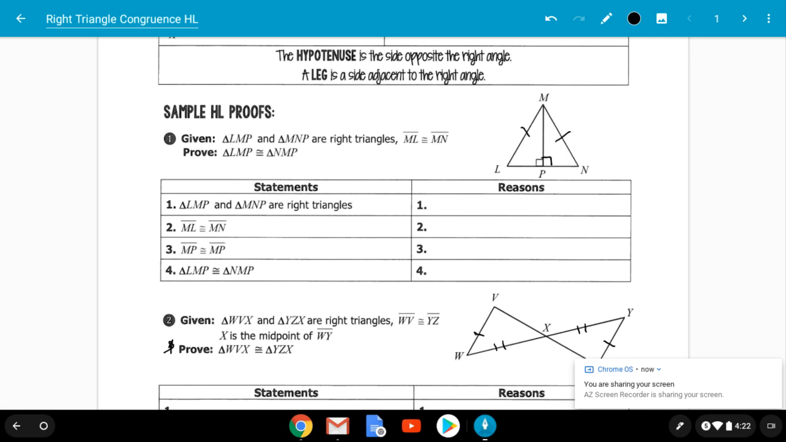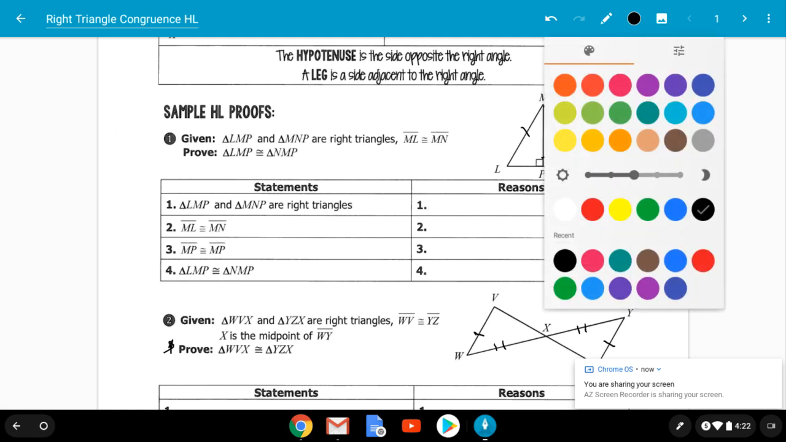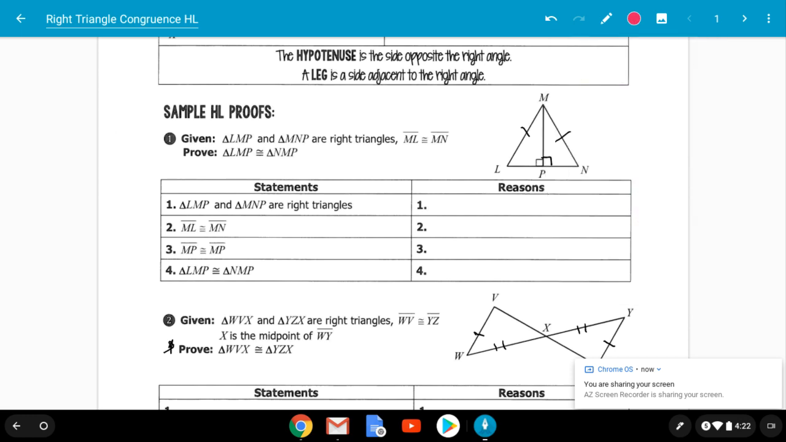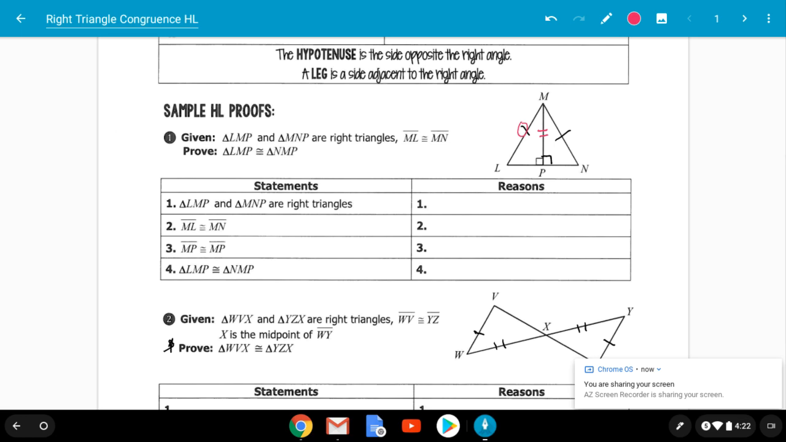Well, let's pretend this picture was a question on a test. What else would you mark down? Well, you would say to yourself, I have the shared line, so I'd mark that down. Take a step back and you would say, okay, I have a right angle, so I could have HL. Do I have the hypotenuse marked? Yes, I do. Do I have a leg marked? Yes, I do. Same for both triangles. So therefore, this is congruent by HL.